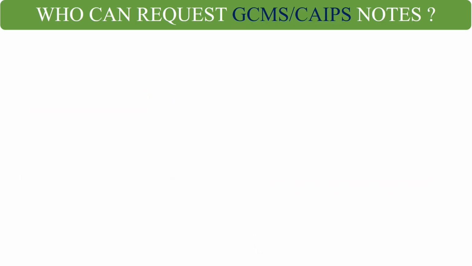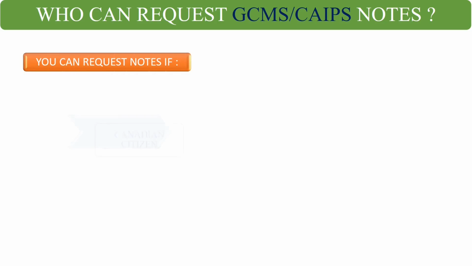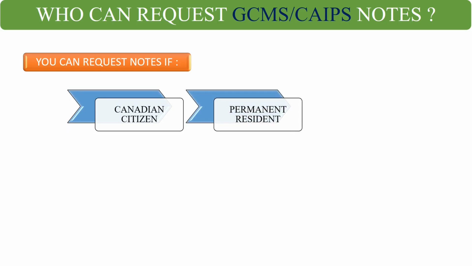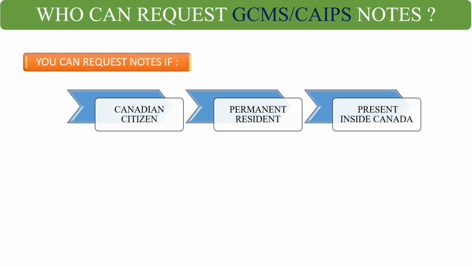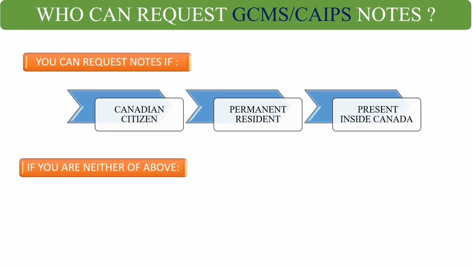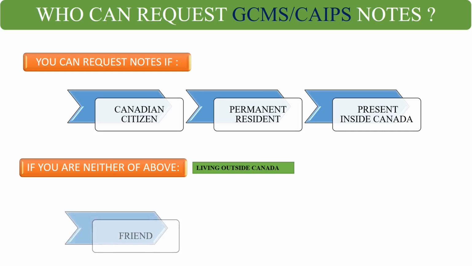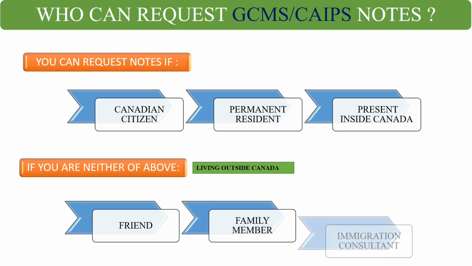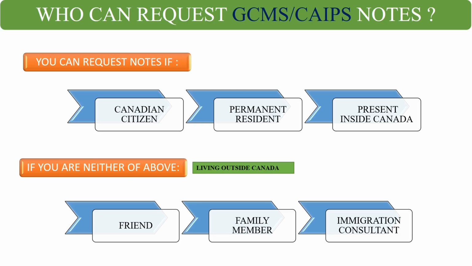Next point is who can request GCMS notes. You can request GCMS notes if you are a citizen of Canada, a permanent resident, or any individual who is present inside Canada. If you are neither of these, for example you are a principal applicant living outside of Canada, then you can ask someone living inside Canada to apply for GCMS notes on your behalf. The person living inside Canada can be a friend, a family member, or an immigration consultant. Once you have all this information, let's see how to apply for GCMS notes step by step.